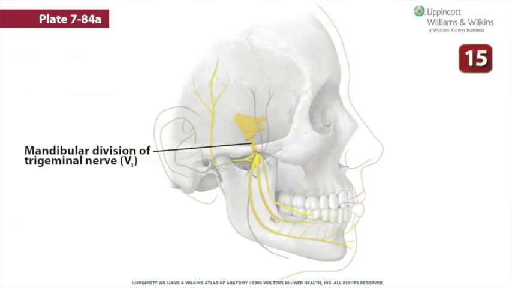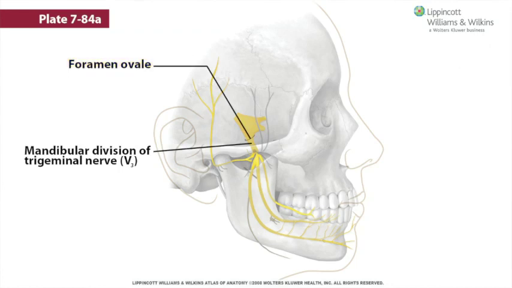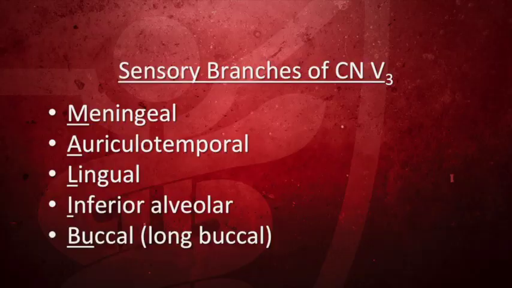The mandibular division, which includes the motor root of the trigeminal, exits the middle cranial fossa through the foramen ovale, which leads to the infratemporal fossa. Here, the mandibular division gives off 5 sensory branches and motor branches to 8 muscles. A popular mnemonic for the sensory branches of the mandibular division is Malibu.